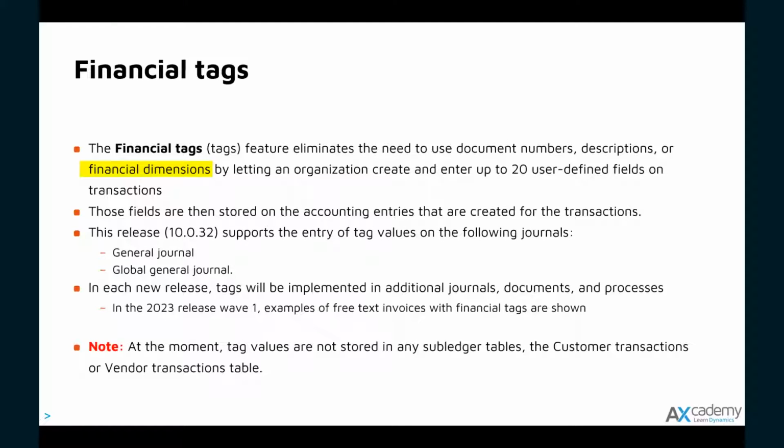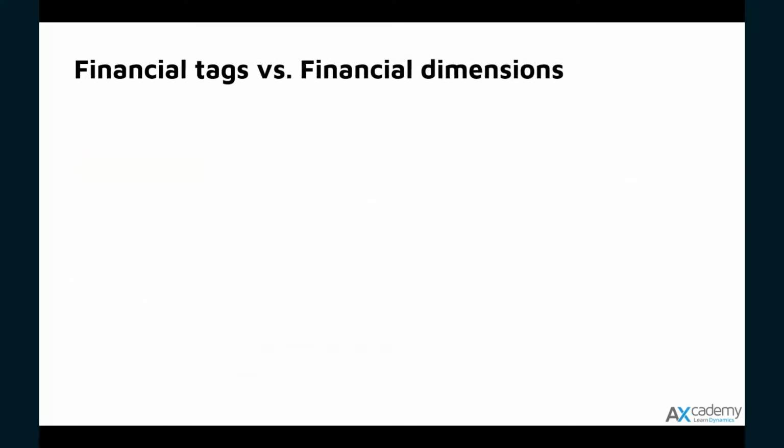At the moment, please note that tag values are not stored in any subledger tables, like vendor transactions, as we'll see. But later on, I've got a topic about AP automation, and this could actually be an area, I think, where the financial tags could be useful later on. Right now, it's general ledger, only general journal and global general journal. That's where you could use it.